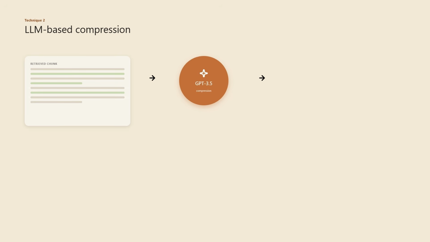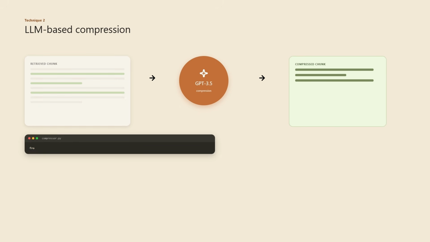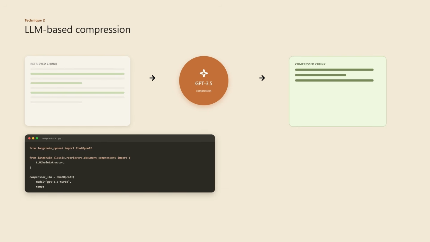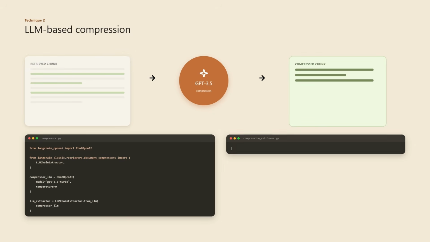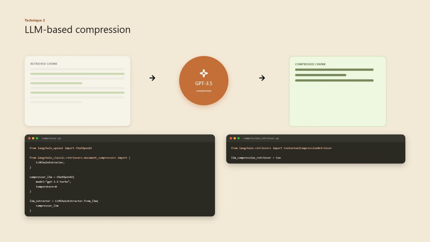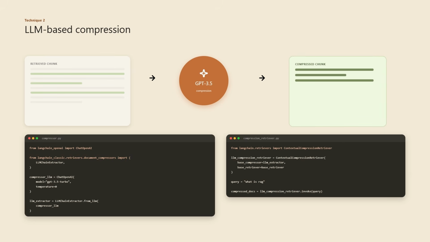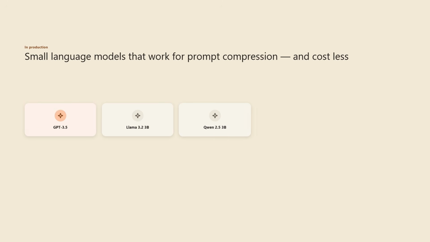Our second prompt compression technique is LLM-based compression. Instead of removing entire document chunks, we use a smaller language model, GPT-3.5 in this demo, to compress the retrieved content. Its job isn't to answer the user's question. Instead, it reads each retrieved chunk and extracts only the information that's relevant to the query, removing unnecessary details. These compressed chunks are then passed to the larger language model, such as GPT-5, to generate the final answer. This significantly reduces input token cost while preserving the important context. We can also leverage other small language models, like the ones shown here. They offer an excellent balance between cost and performance.